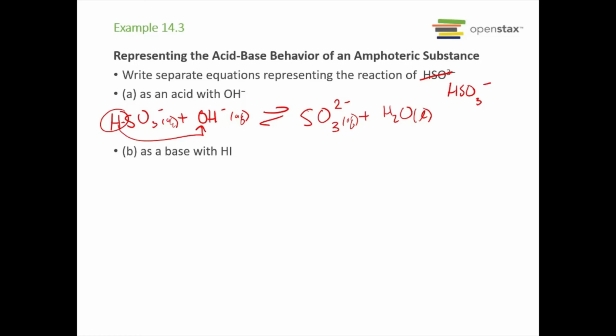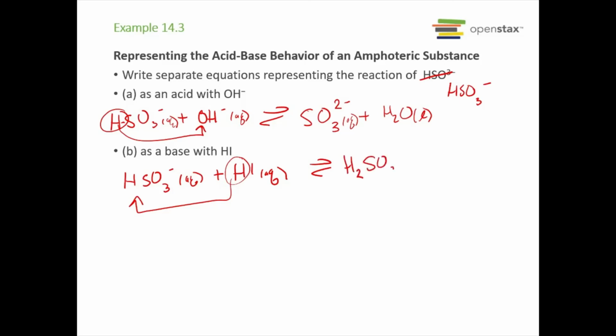Okay, and now in the next part, we want it to act as a base. So that means it's going to accept a proton. Okay, so since it's accepting, that means this H from HI is going to go over to it. So now we're going to have H2SO3. Now, since we just added this plus charge to a negative, now we have a total of 0. So now this is just H2SO3 plus, now the conjugate base of HI is going to be I minus.